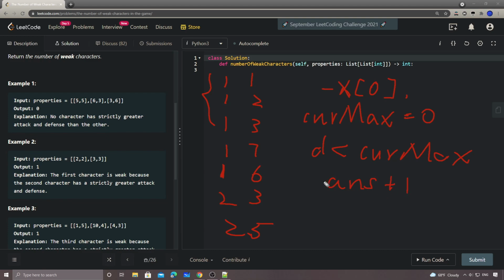And in order to accomplish this, for the second sorting here, we sort in ascending order, which is 1. So this one is making sure that for the same attacks, we start from the smallest defense value, so that this condition will not be true for the same attacks, since we are sorting in ascending order.